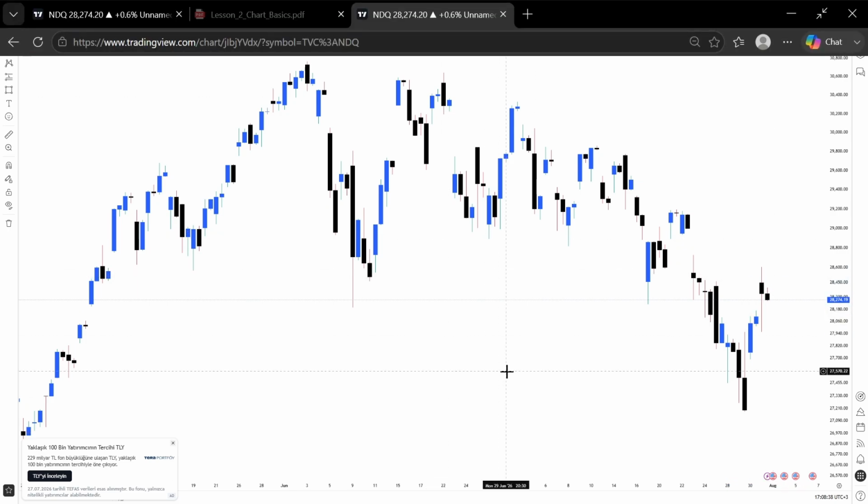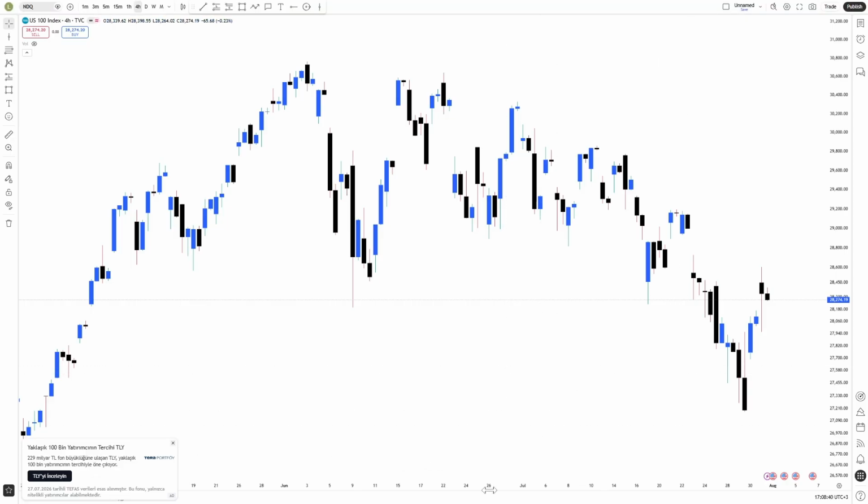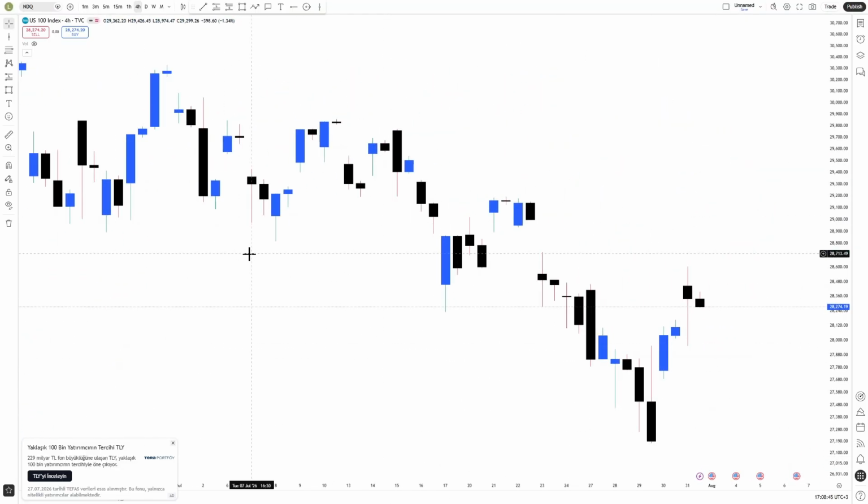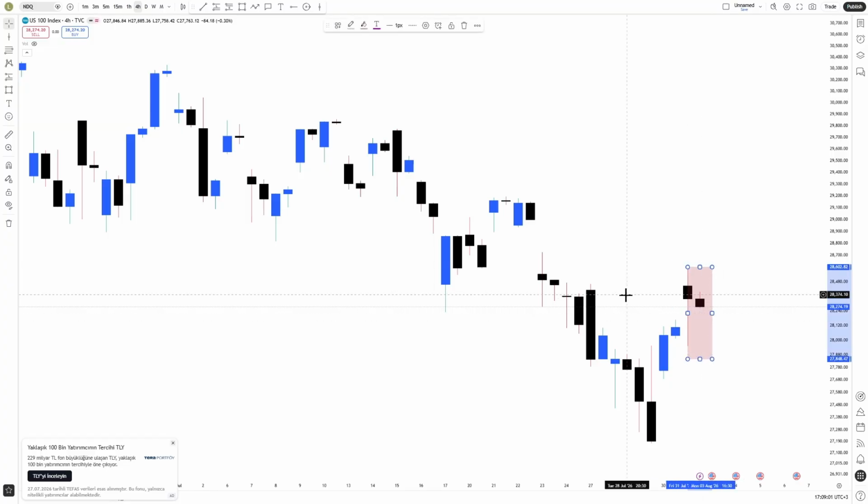If you go on the 4-hour chart, 1 candle takes 4 hours to form. So this one candle takes 4 hours to form, as you can see. This H4 candle takes 4 hours to form.